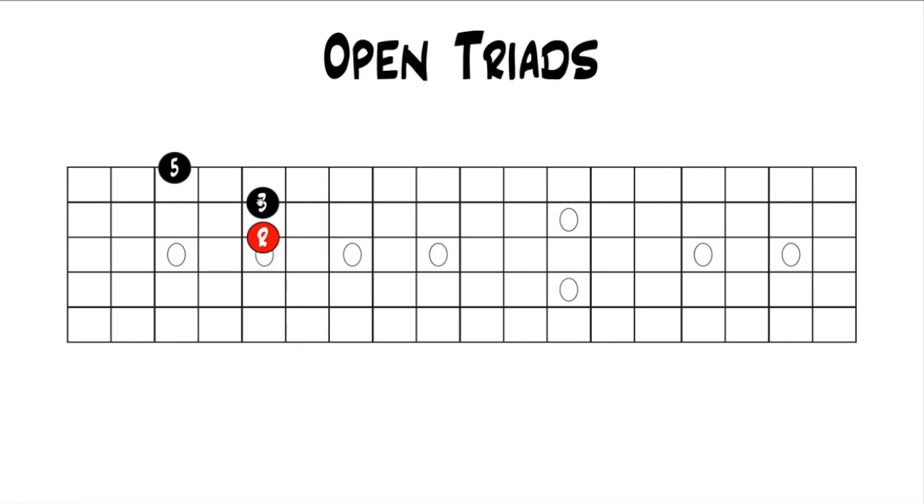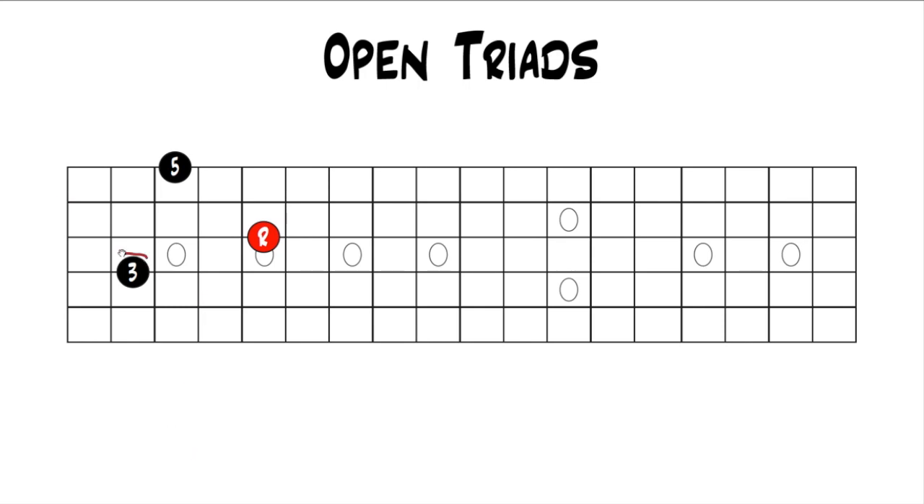So if we take this 3 and move it down an octave, we would end up with this shape. So this is an open triad. The distance between the intervals from the lowest to the highest interval is over an octave. The distance from this major third to this perfect fifth is over an octave apart. So this is an open triad. And you can see we're skipping the second string.